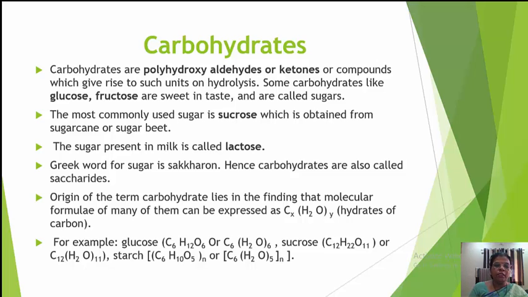The next example is starch. The molecular formula of starch is (C6H10O5)n. That is, starch is a polycarbohydrate. In starch there are n number of C6H10O5 units present, or they are represented as (C6(H2O)5)n. That is, in 1 unit of starch there are 6 carbon atoms and 5 H2O units, that is, water molecules.